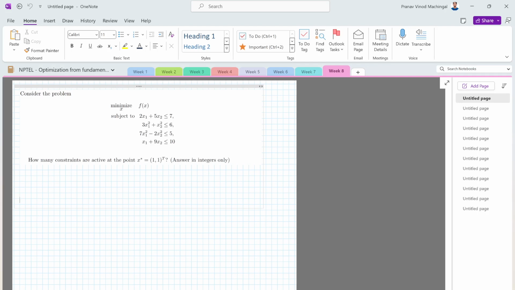How the tangent cone is defined for a point when the constraint qualification is satisfied. We looked at the linearly independent constraint qualification, LICQ. Then we looked at the KKT conditions for local minima.